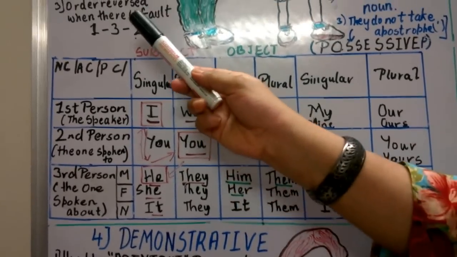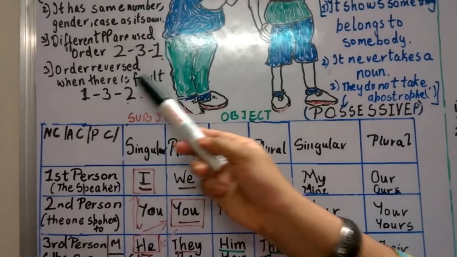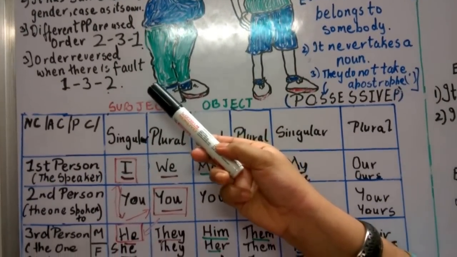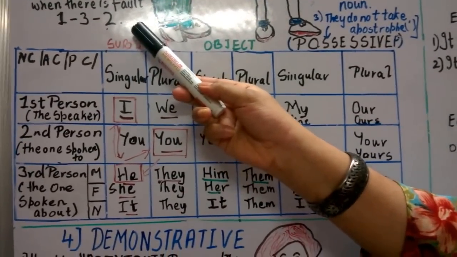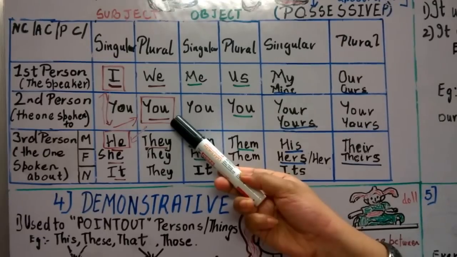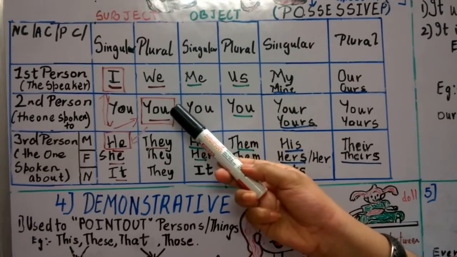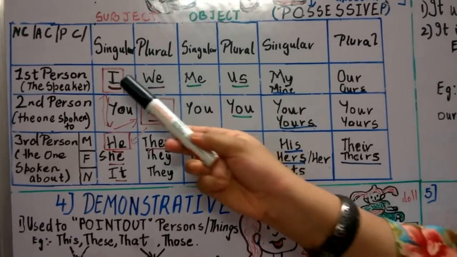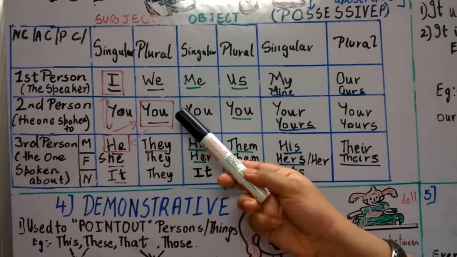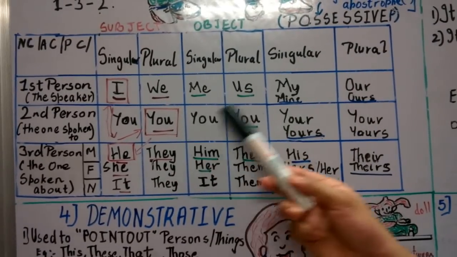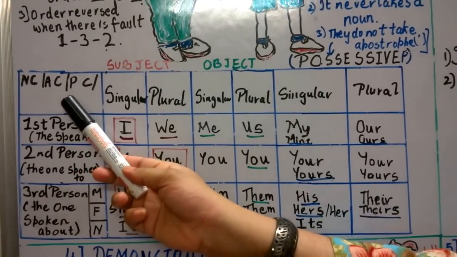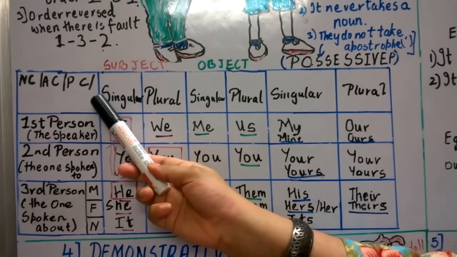Now let us see the last one. When the order is reversed, when there is a fault in the sentence, then we use the order 1, 3, 2. 1, 3, 2 means first person, third person and second person. I, he, you are responsible for his loss. So there is a fault. So whenever there is a fault, we use the first, third and the second person, that is I, he and you. As I have explained to you what is subject pronouns and object pronouns, you will have to study this table which has nominative case, accusative case, possessive case.